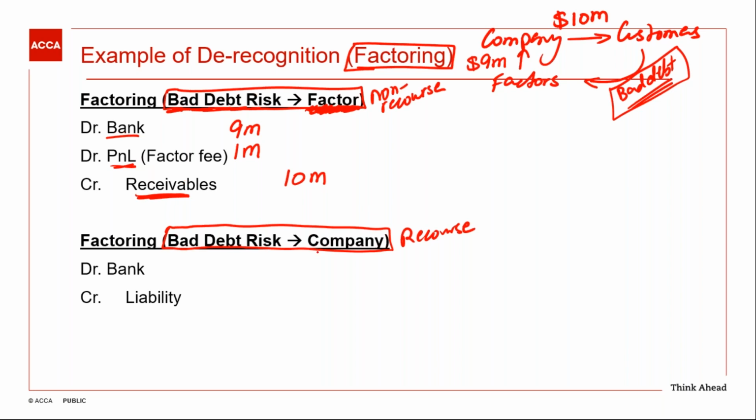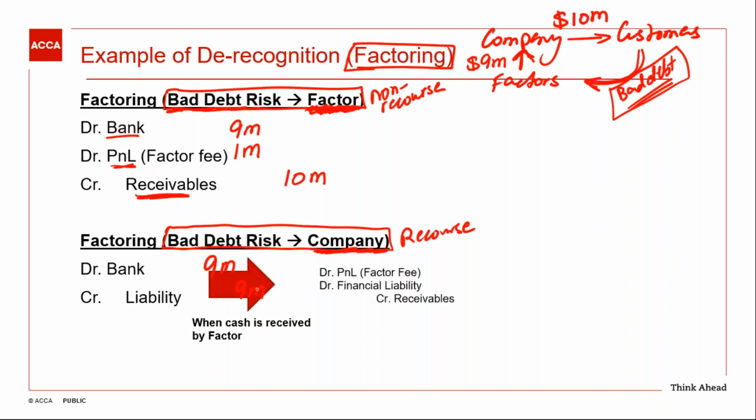But let's suppose the bad debt risk belongs to the company. This means that if the factor does not receive the amount from the customers, we will have to repay this $9 million back to the factor. So we may be required to repay the amount to the factor. So that is why we call the $9 million that we have received a liability to us, because there's a possibility of repayment of that amount. Vishal, this is the reply to your question: why are we recording it as a liability? Because the amount that we have received is not ours. We may be required to repay it back.